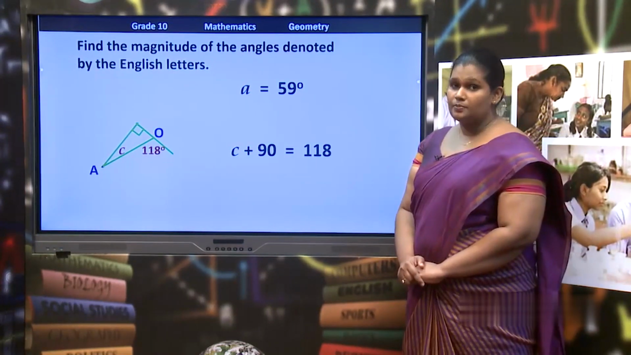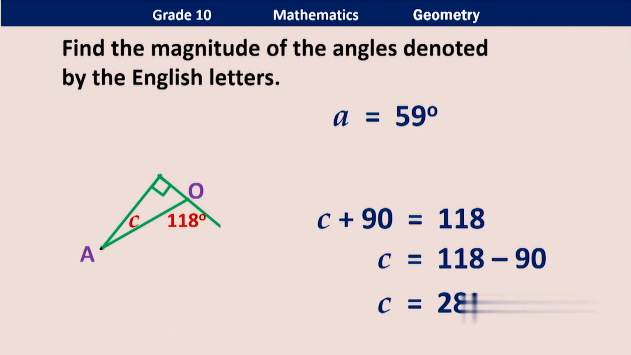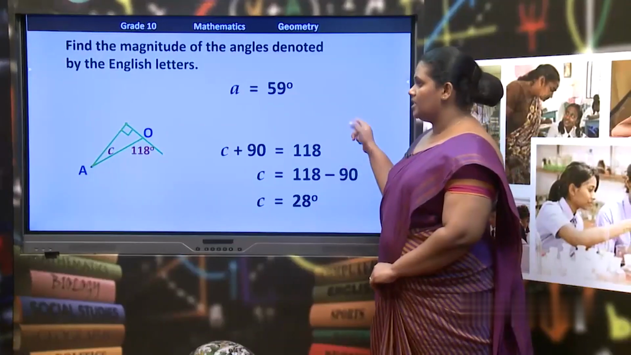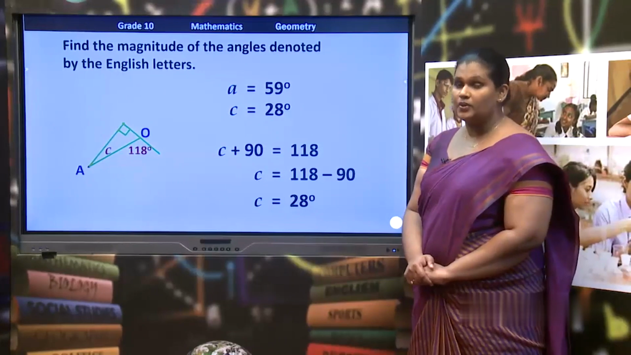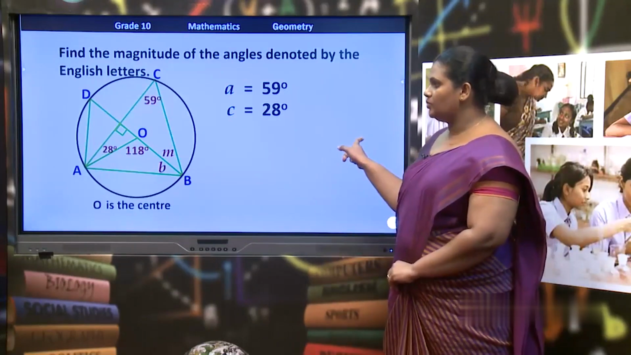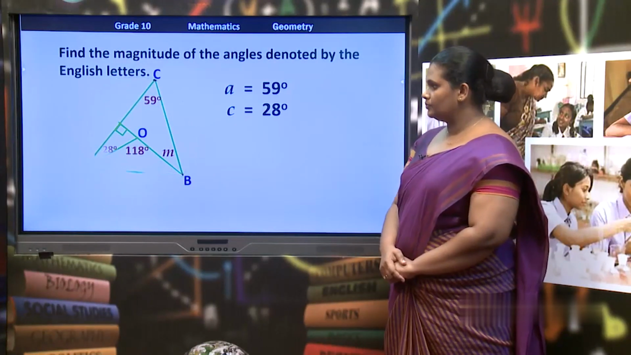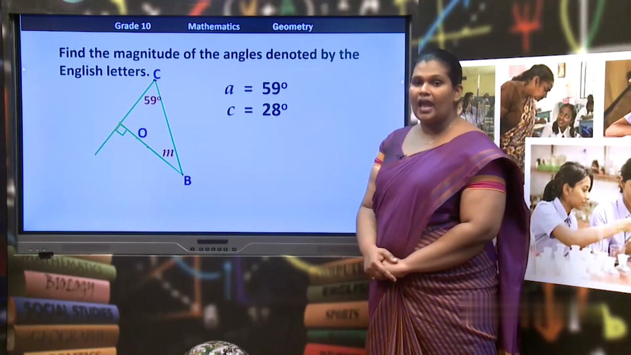Therefore, I am going to subtract 90 degrees from both sides. So, it becomes C plus 90 minus 90 equals 118 minus 90. From that, we can get the value of C as 28 degrees. Right. Now, we know the value of C as well. The magnitude of C is equal to 28 degrees. Right. Now, I will substitute that value as well. Right. We will get another one. This time, I am going to find the value of M.